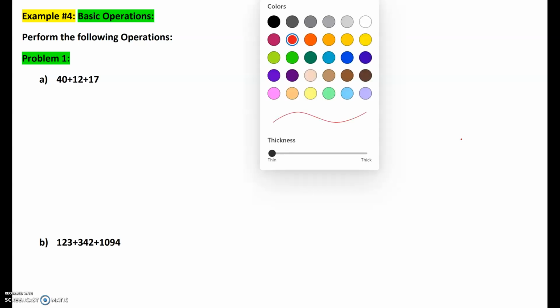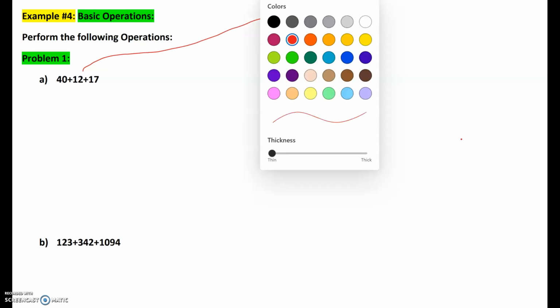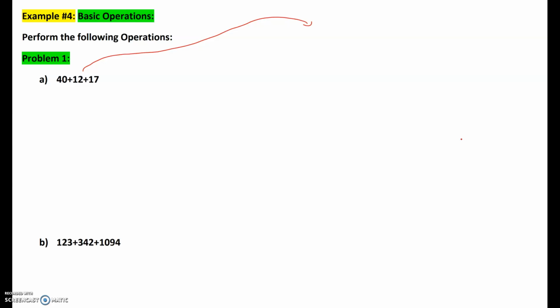Hi class, we're going to take a quick look at basic operations, and here's the idea on evaluating these expressions. Now, if you have a different way of doing it, that's perfectly fine. But I'm just going to show you on the addition, we typically use vertical form. And for some of these problems, it's expected that you're showing your work and no calculator is being used.